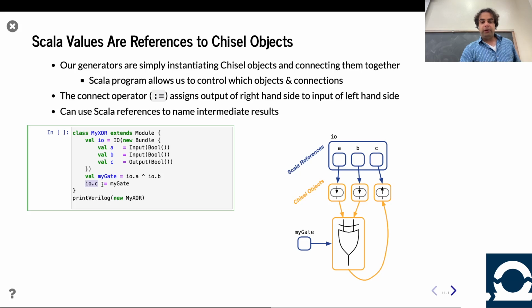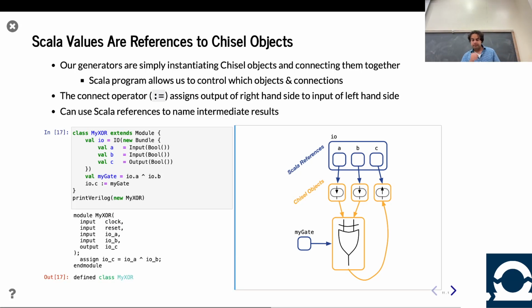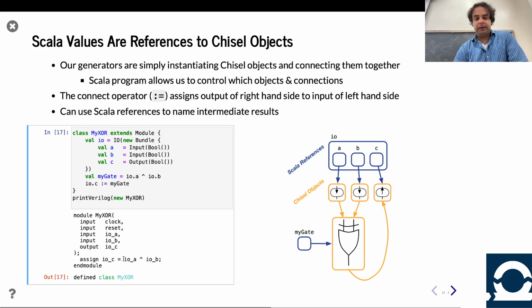And notice that the colon equals for connection in Chisel is different than equal for Scala, right? That's a different operator, a different purpose, and that distinction is important. Let's go ahead and see the Verilog for a second. And we can see, yes, the Verilog is what we expected from before. Our output io.c is the XOR of A and B. So this mygate isn't even visible, right? But we can still see this and play around with this, right?